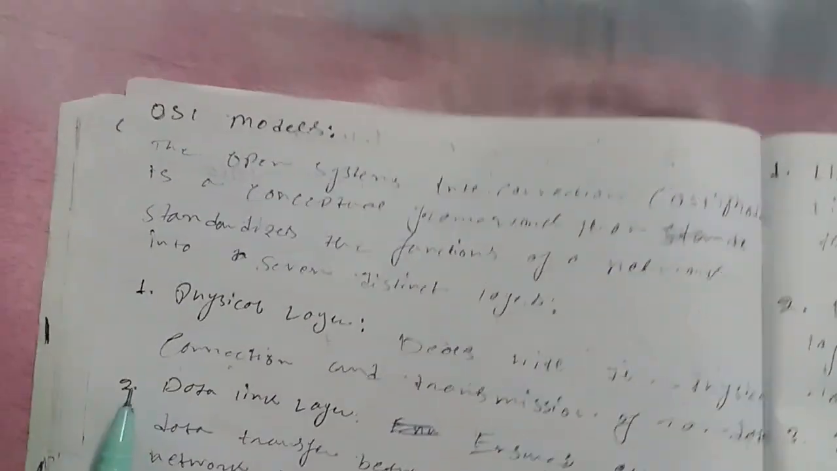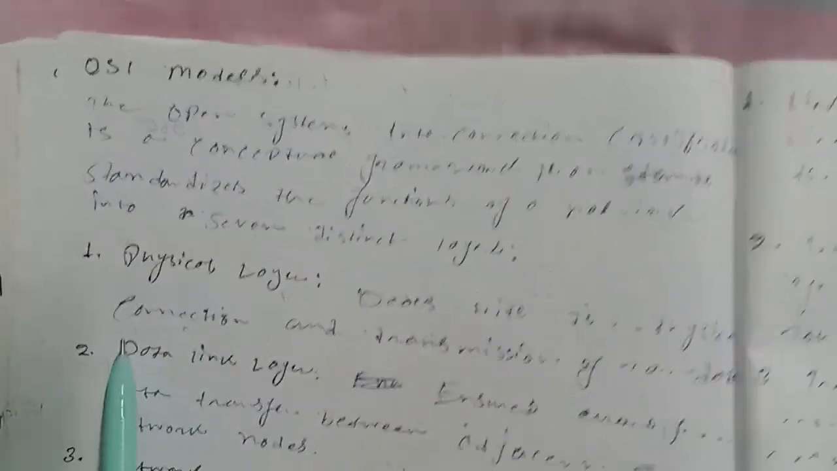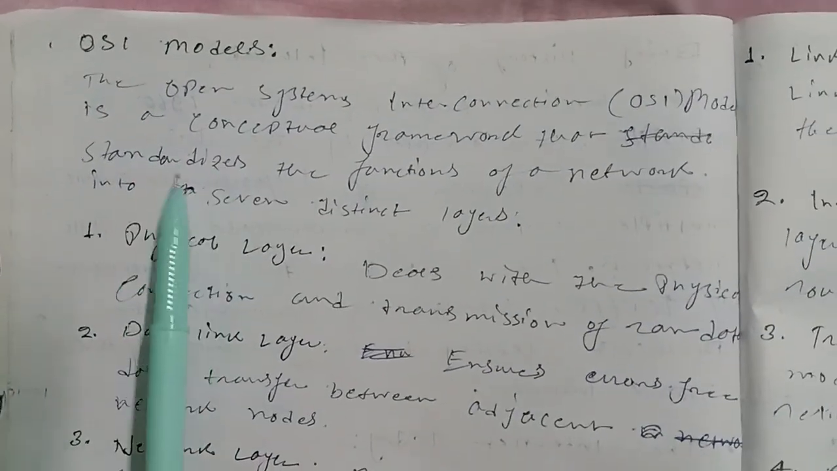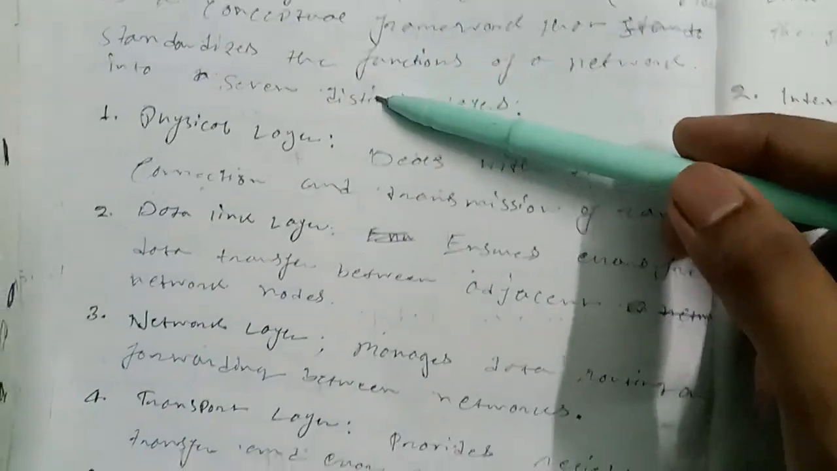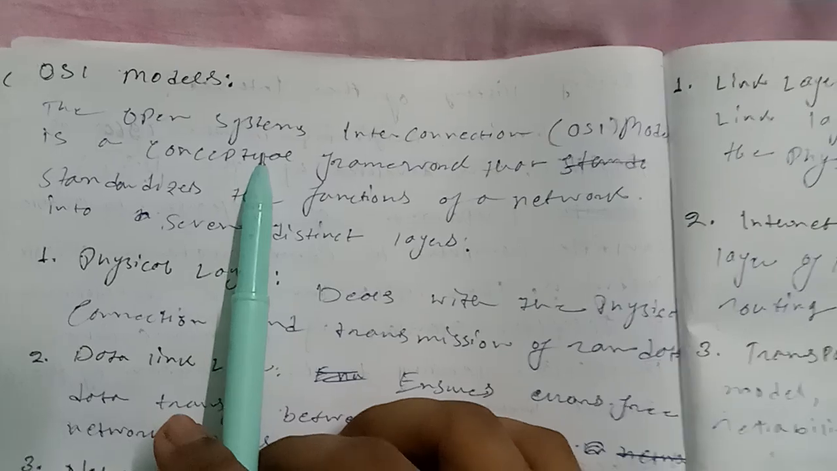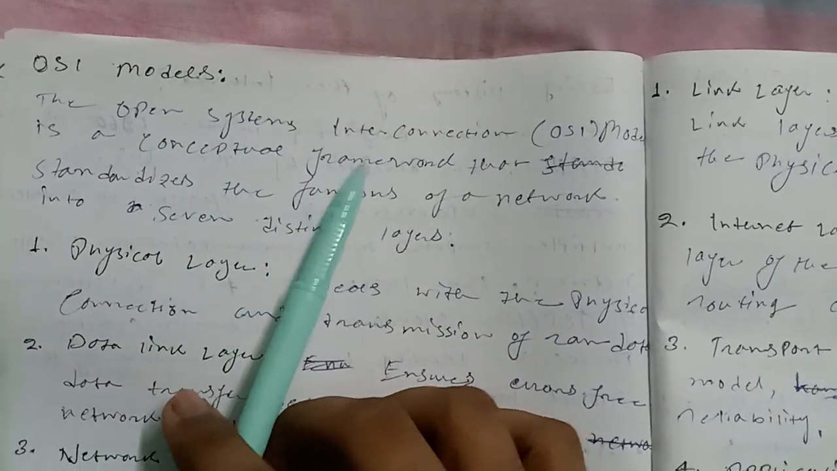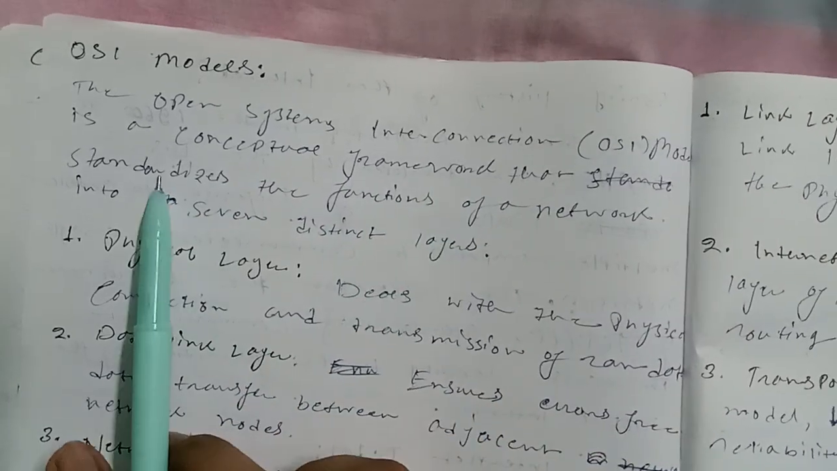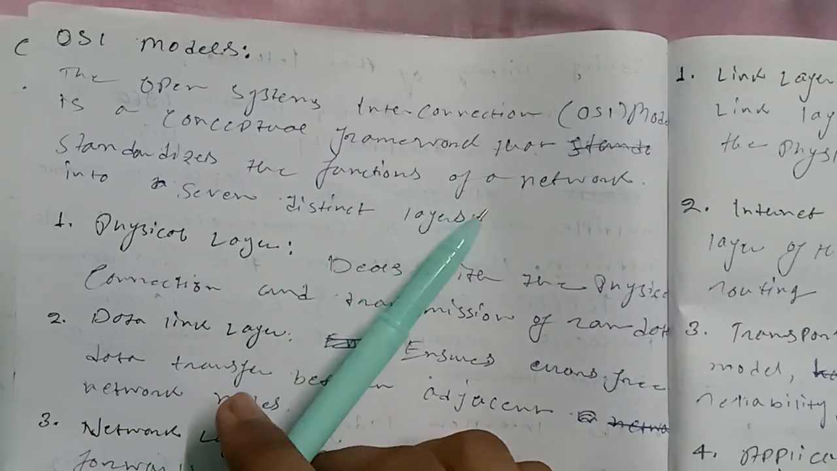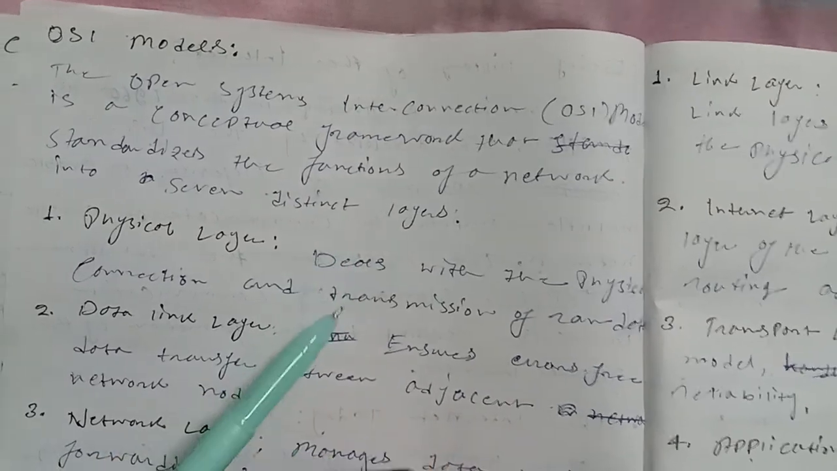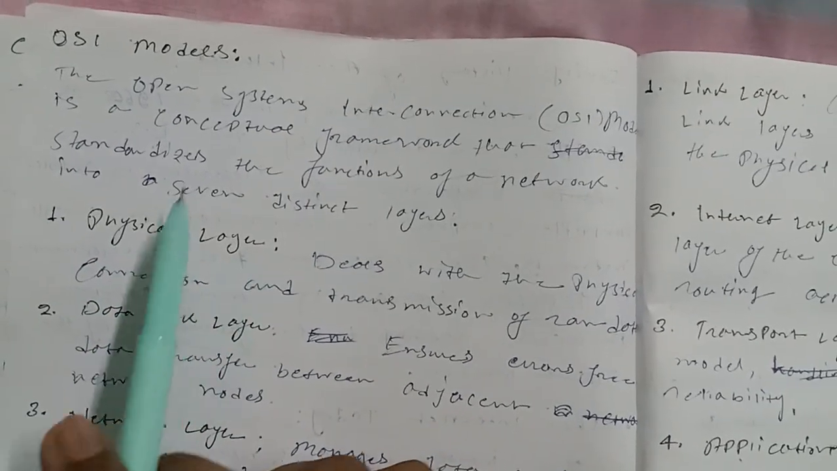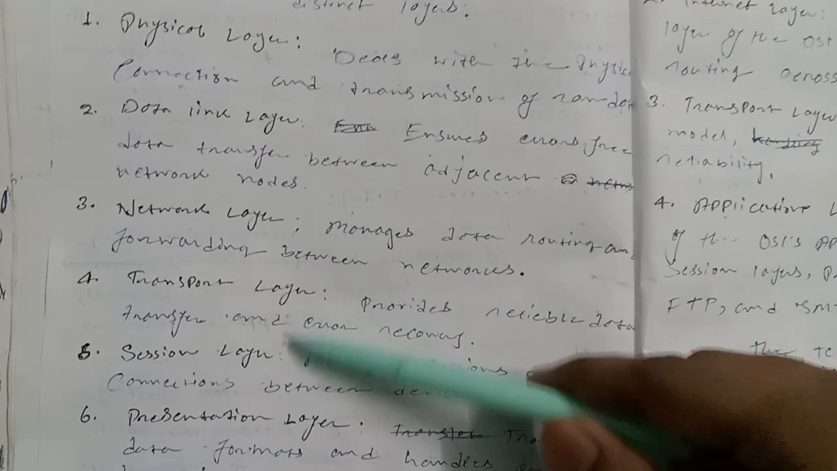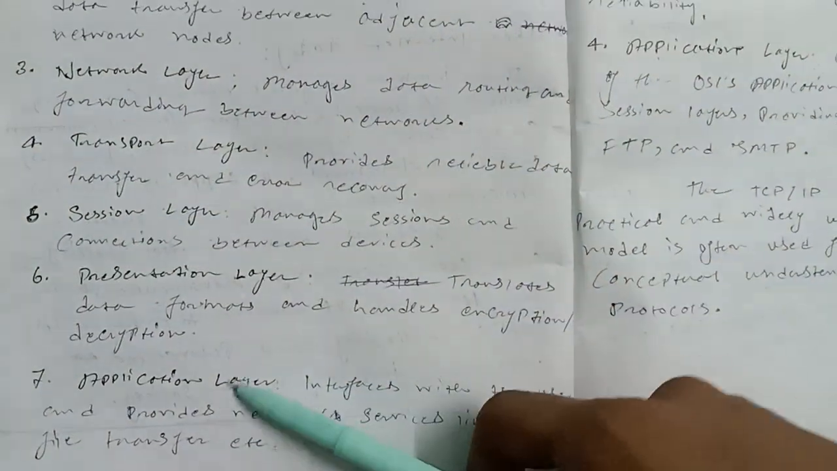So let's jump into one of the most important topics, the OSI model, and what are all the 7 layers of the OSI model. The OSI model, or Open System Interconnection, is a conceptual framework that standardized the functions of a network into 7 distinct layers. The first one is the physical layer, as we read it in upward order, from the down to the up.